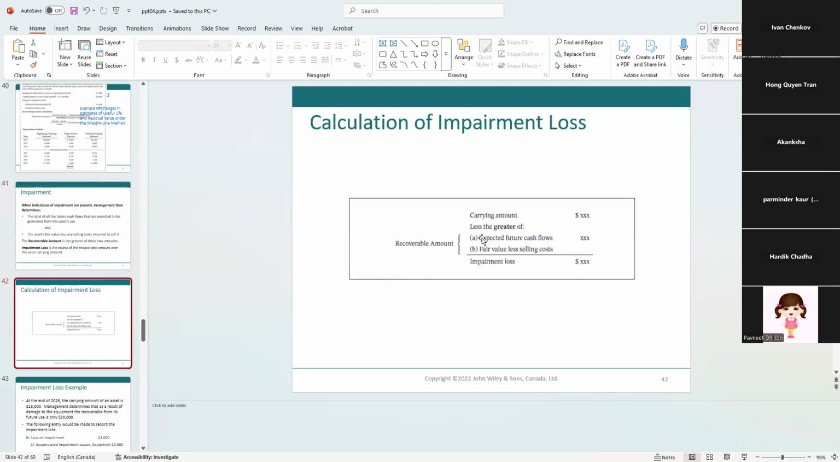For example, let's say the carrying amount is 50,000. Then we're going to check the recoverable amount. On the recoverable amount, we're going to calculate the expected future cash flow and the fair value less cost. If the carrying amount is more than the recoverable amount, then we have to adjust it to the recoverable amount. But if the recoverable amount is more than the carrying amount, we're not doing anything.